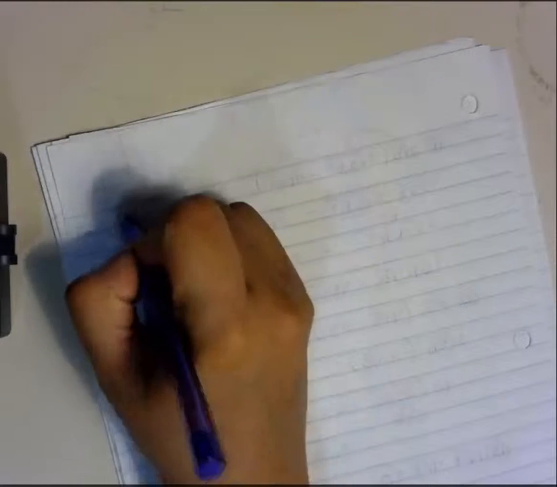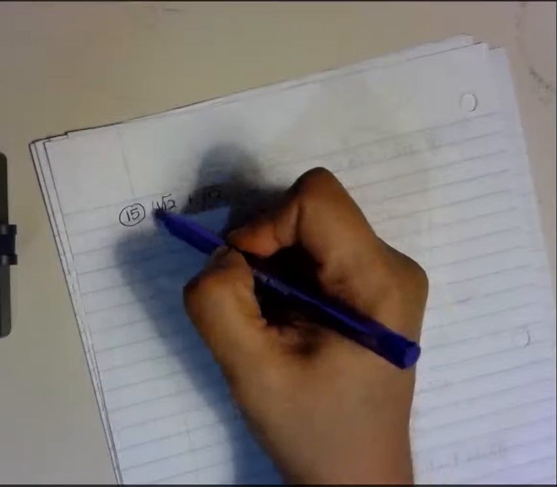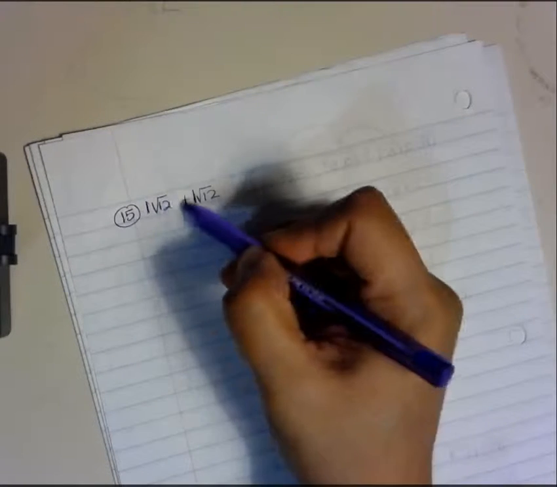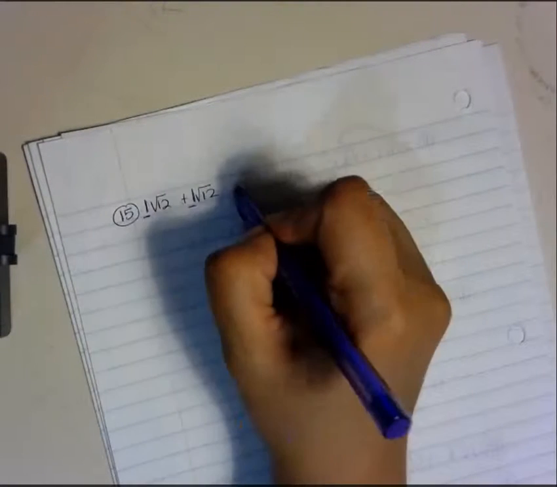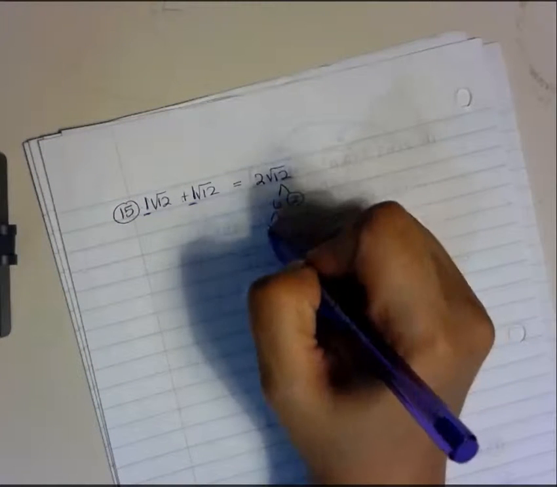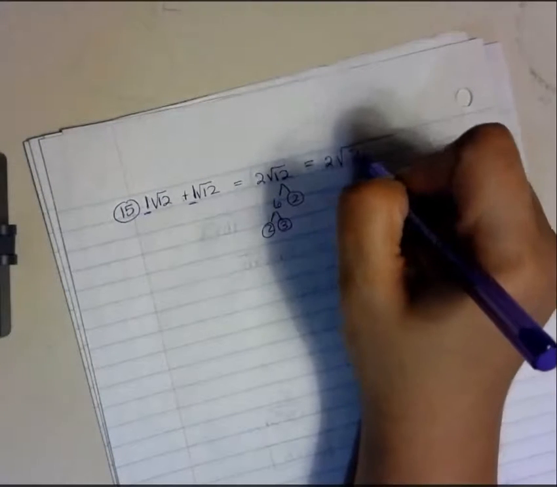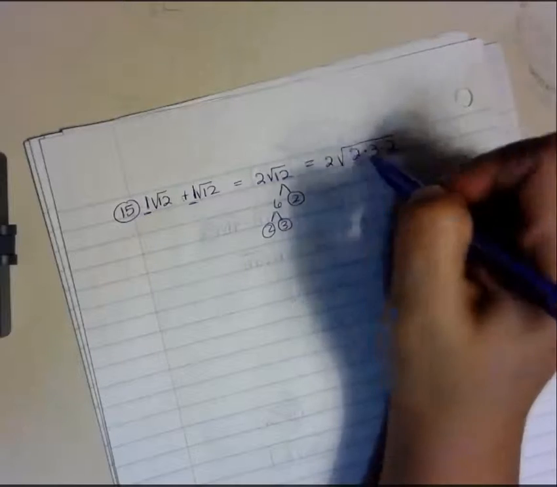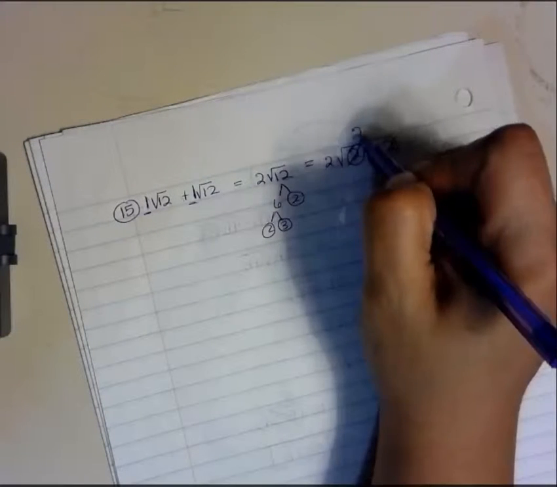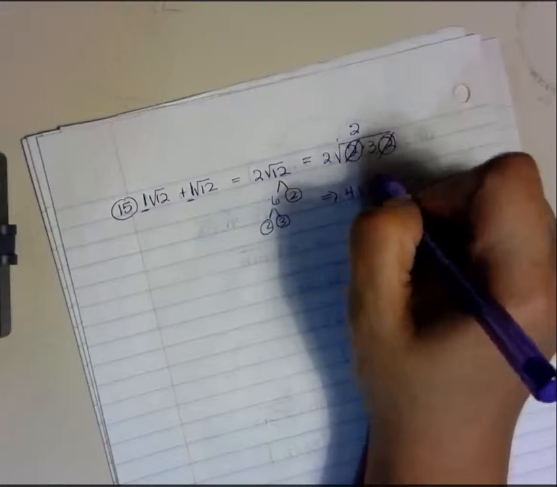Number 15. Radical 12 plus radical 12. In this one, you're adding. So you remember you got to focus on the outside numbers. 1 plus 1 gives you 2 radical 12. And then you have to simplify this. 2 times 3 times 2. And you have a pair of 2's which come out as a single 2. 2 times 2 is 4. So your final answer is 4 radical 3.